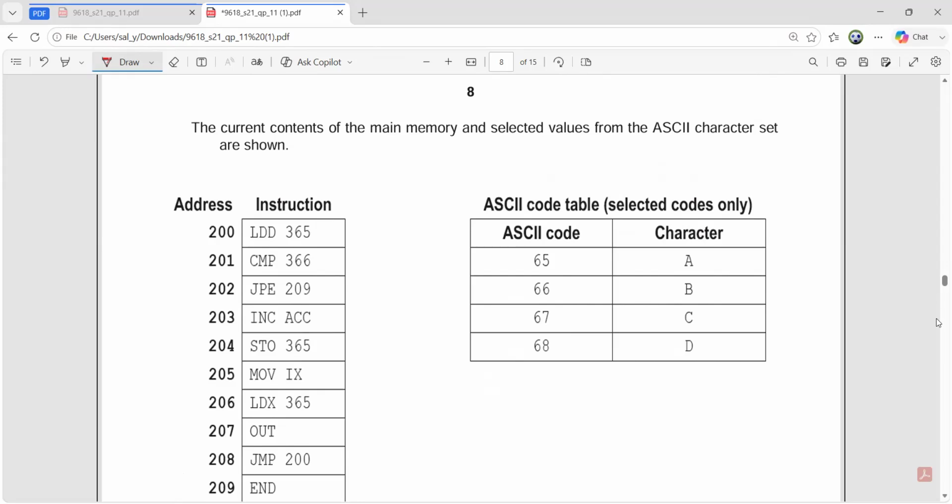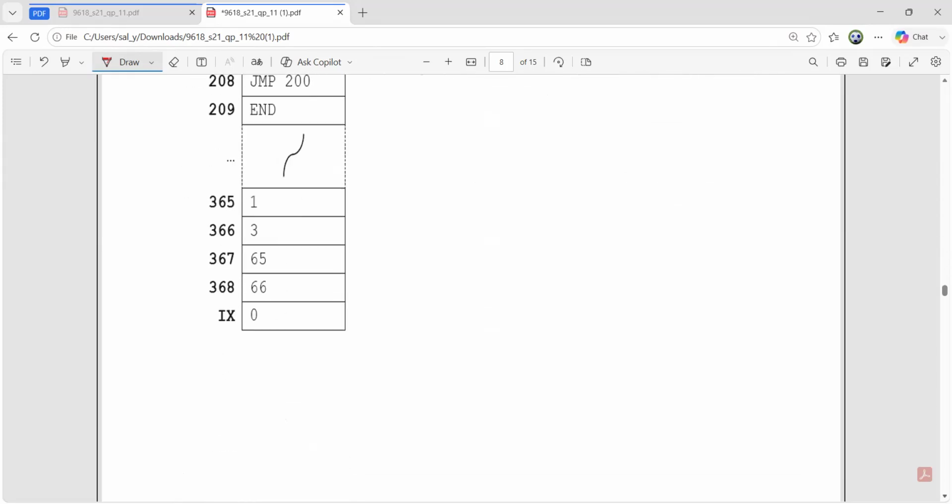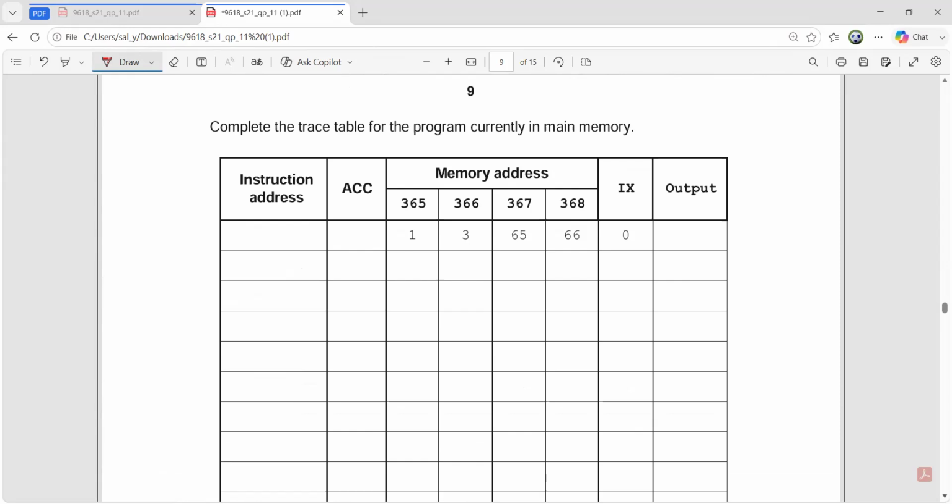Now moving to the question. What is the question asking me to do? This is my question: complete the trace table for the program currently in main memory. Now there are columns here. We can see instruction address, accumulator, then we have memory addresses 365, 366, 367, and 368, and then IX, the index register, and the output is the last column.